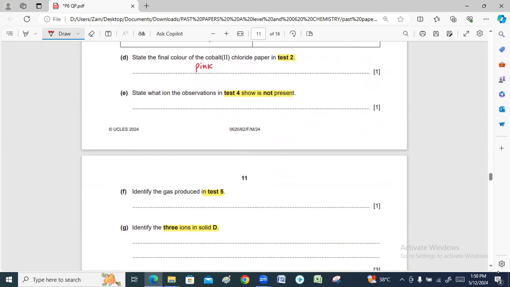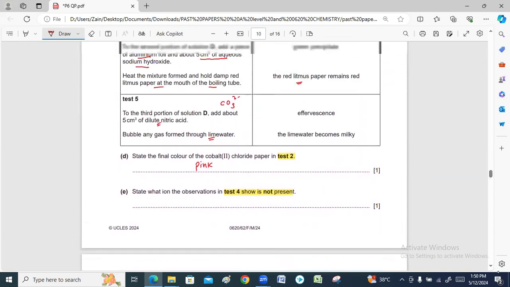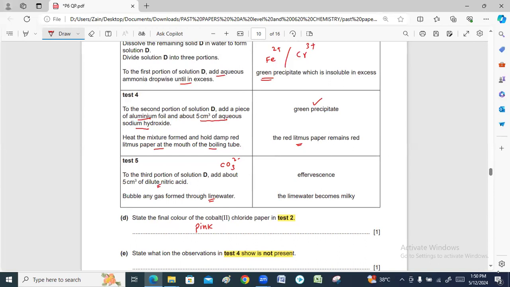State the observation in test 4 that shows is not present for 4.